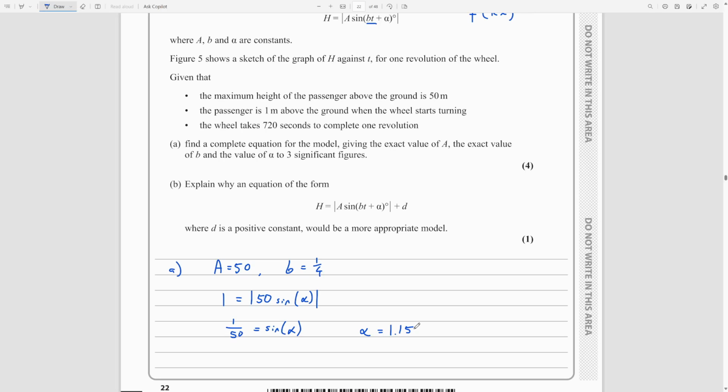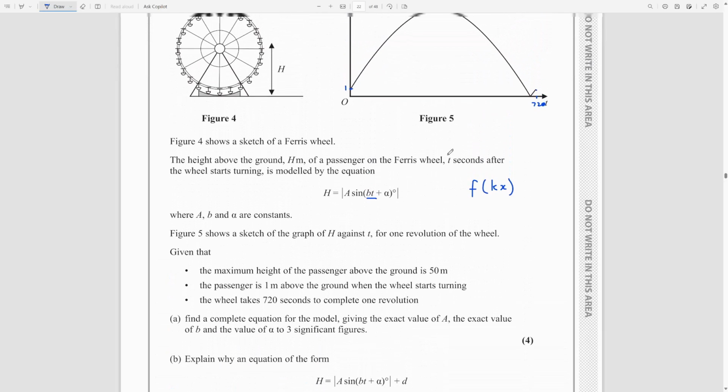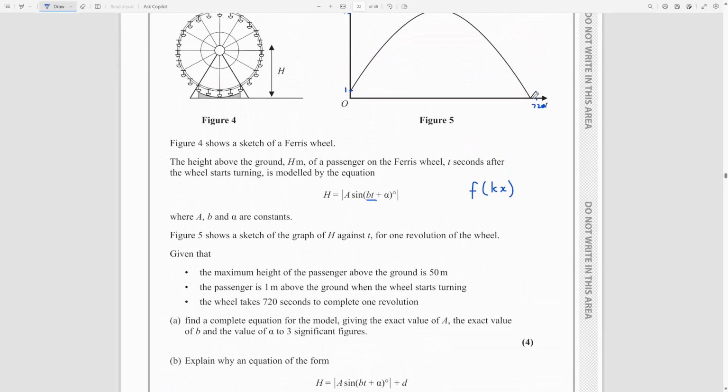Okay, part B, explain why an equation of the form h equals mod, well, the same stuff as before, plus d, where d is a positive constant, would be a more appropriate model. So what's the difference? Well, the original model, which didn't have the d, did actually hit 0 here. Now, why is it unlikely that their height above the ground is actually 0? If it was 0, they'd be basically scraping the ground. Now, in the image, it looks like they actually don't.